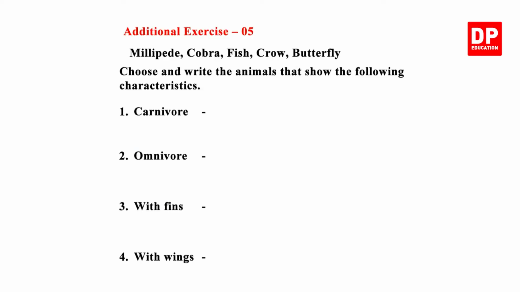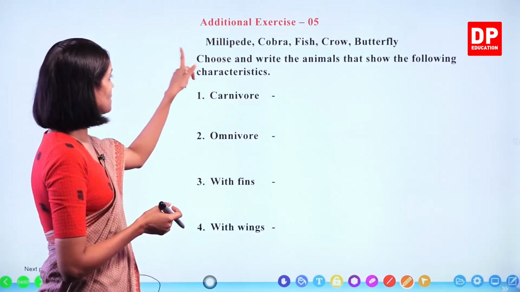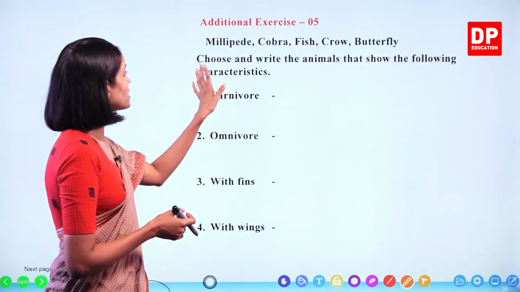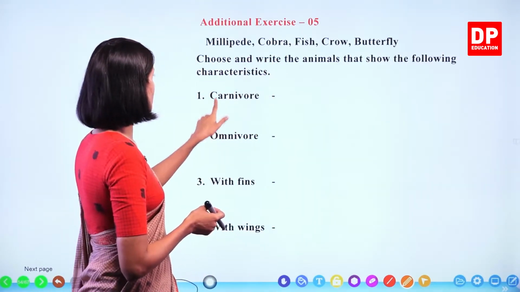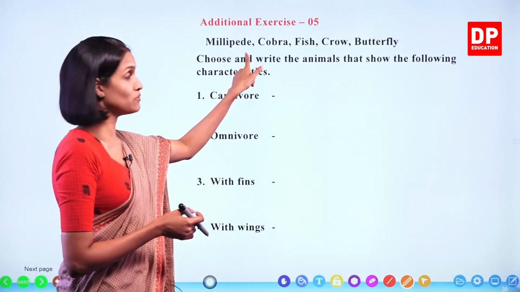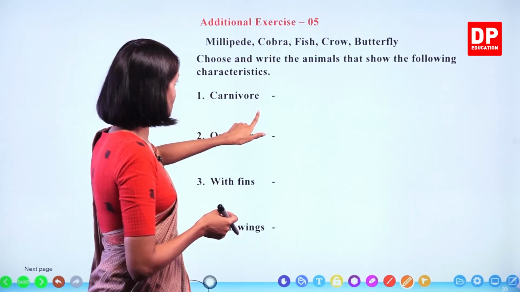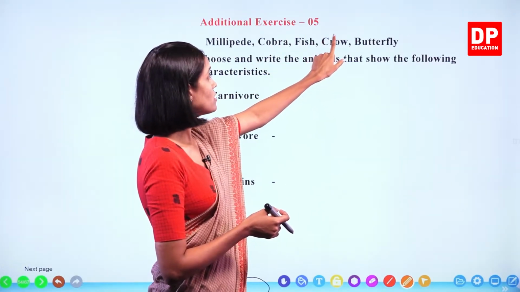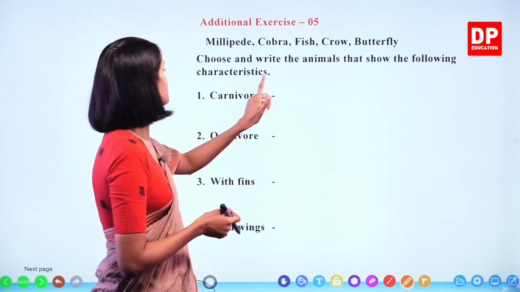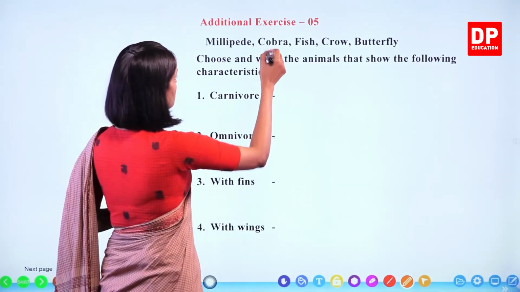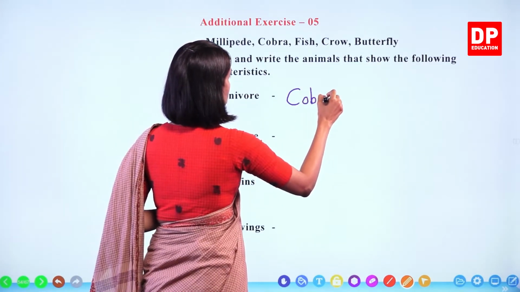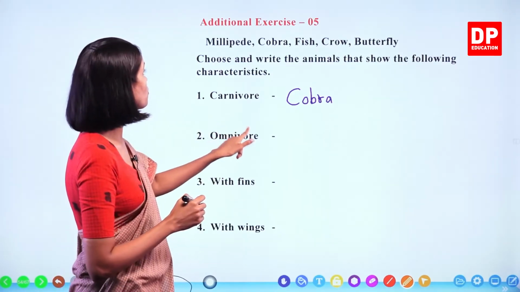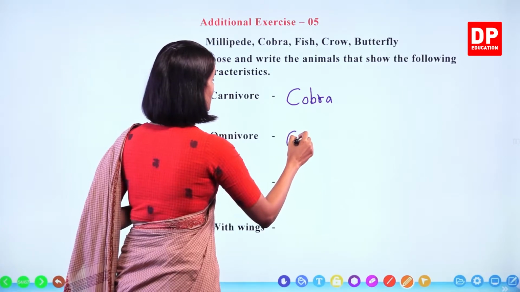Number 5. Again, set of animals is given. Millipede, cobra, fish, crow, butterfly. Choose and write the animals that show the following characteristics. Carnivore. Now, millipede is a herbivore. Cobra is a carnivore. Fish can be considered as omnivore. Crow also omnivore. Butterfly, herbivore. Right? Carnivore. Cobra. Carnivore means the animals who eat only flesh of the other animals. Omnivore, crow. They eat both plant and animal matter.